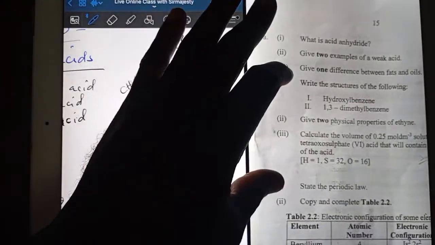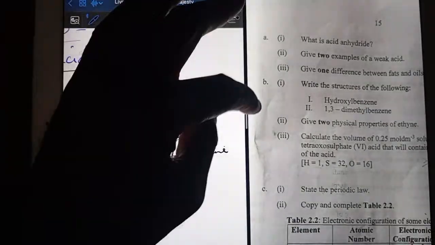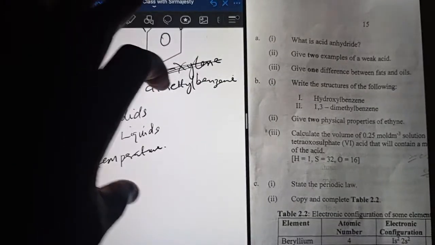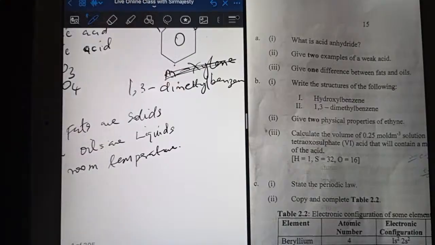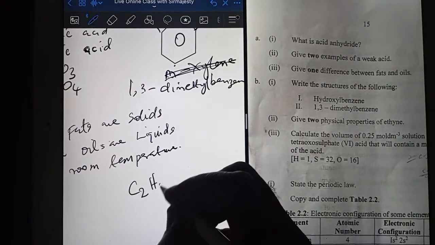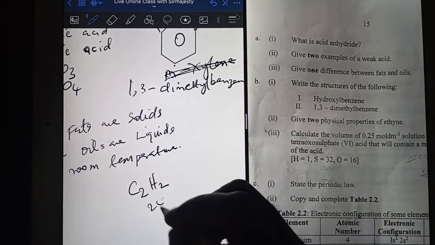All right. Then the next one is give 2 physical properties of ethine. Physical properties of ethine, very simple. Ethine is a gas at room temperature. It is colorless. It is lighter than air. Should we check? Yeah, C2H2, which should be 24 plus 2, which is 26. So it's lighter than air, of course.